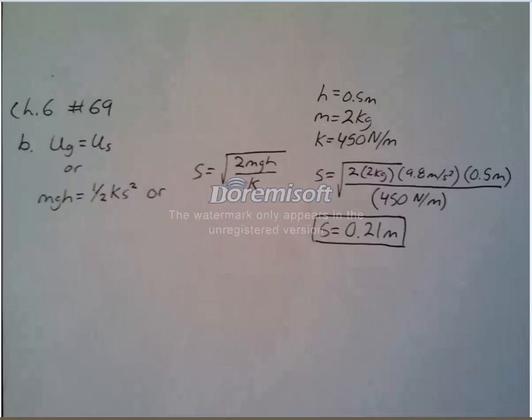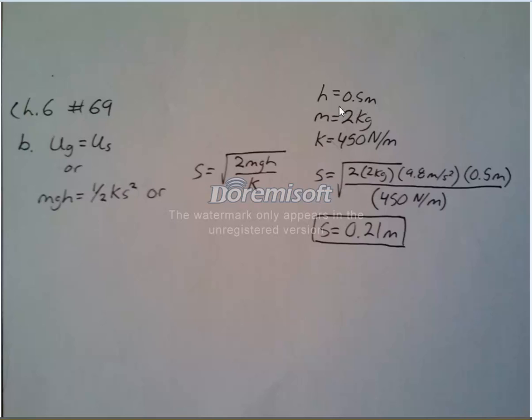So part B is asking how far the spring is compressed once it reaches all the way to the bottom. So we know the potential energy of the spring should be equal to the potential energy due to gravity. So Ug would be equal to Us, or mgh would be equal to 1/2 Ks squared, where s is how much the spring is compressed.